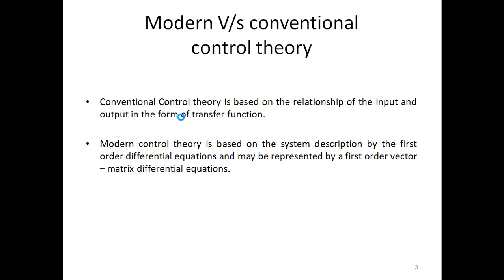Here, what the modern and conventional control theory state. Conventional control theory is based on the relationship of the input and output and represented in the form of transfer functions. Modern control theory represents the system with first order differential equations, and later for representing the system in matrix form, first order vector matrix differential equations can be used.